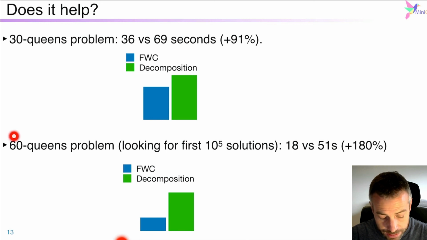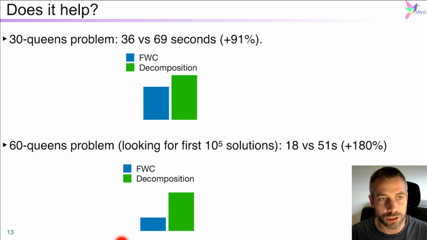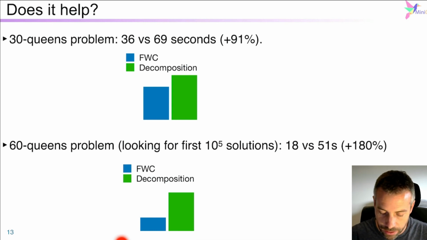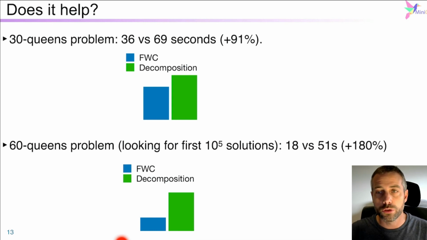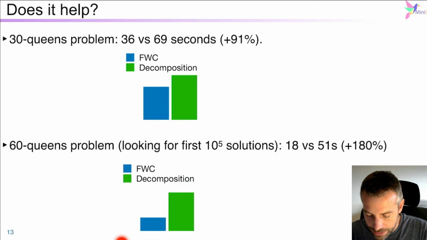Then for the 60 queens problem, I was looking for the first 100,000 solutions, because trying to discover all the solutions would take a lot of time, and I stopped after this number of solutions. The 2 configurations exactly explore the same search space because they have exactly the same filtering, but one of the 2 is a little bit faster because it only considers the not fixed variables. And as you can see, the speed up is even more important in that case.